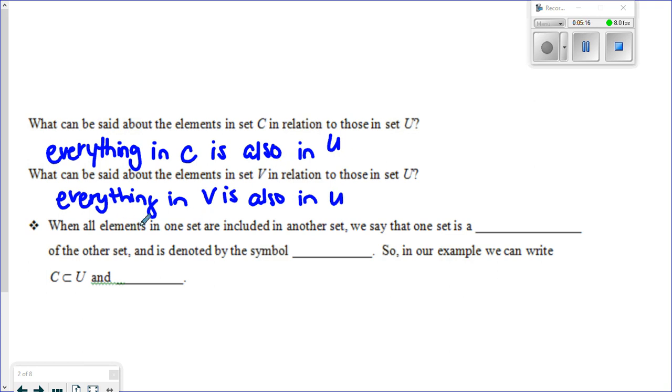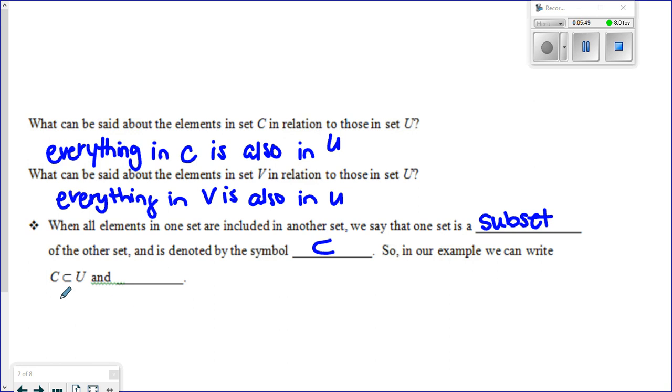When all elements in one set are included in another set, we say that one set is what's called a subset of another. It's denoted by the symbol. It's kind of hard for me to describe what the symbol is. You can see it right here. It kind of looks like a C. It kind of looks like a U turned on its side. If it makes you uncomfortable, just make a really long C. So that's our symbol that denotes subset of.